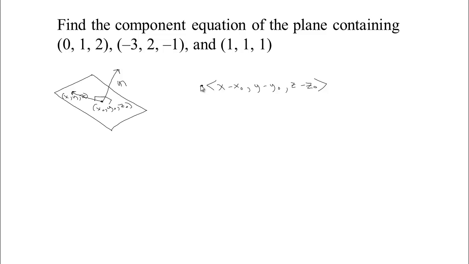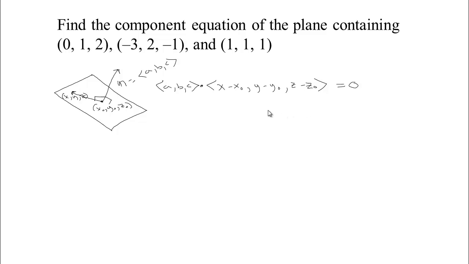So if that's a vector that lies in the plane, and you dot it with the normal, let's say the normal has three components, a, b, and c, it would have to be perpendicular. When two vectors are perpendicular, you get 0.